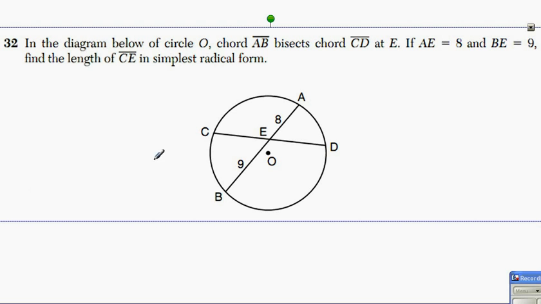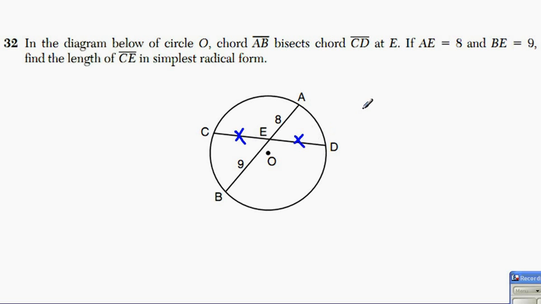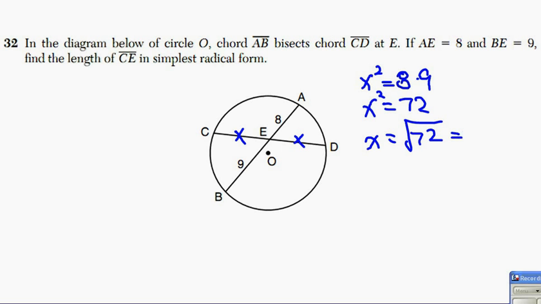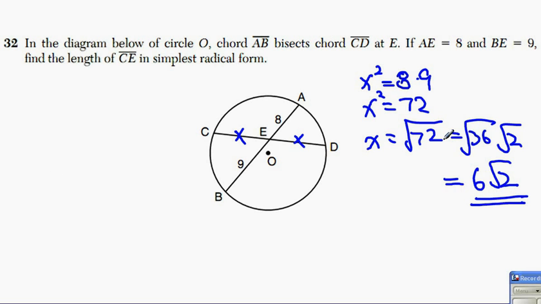Number 32. These are 8 and 9, but AB is bisecting CD, so this can be x and x. Then what do we end up getting? X squared will be equal to 8 times 9, which is equal to 72. Then x must be equal to the square root of 72. But what makes 72? That's in fact the square root of 36 times the square root of 2. The square root of 36, we know to be 6. So hence 6 radical 2 becomes our final answer.